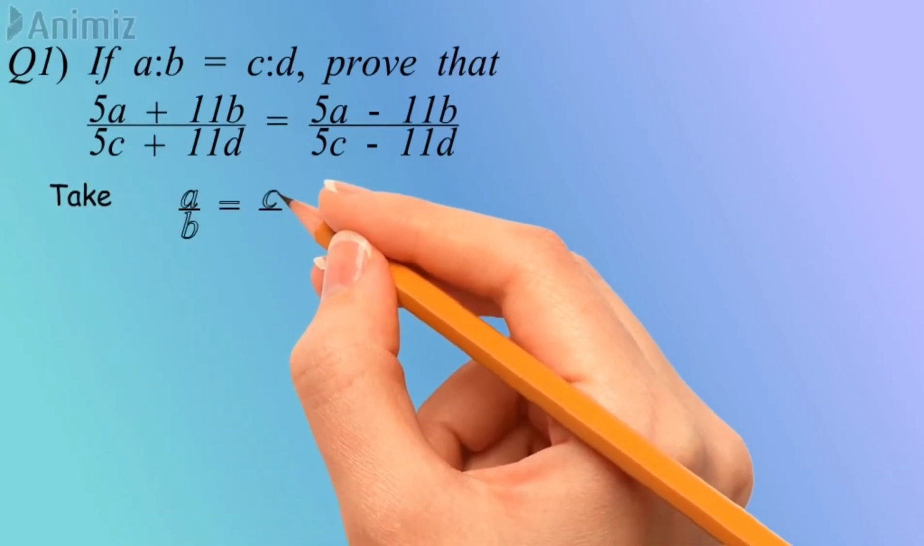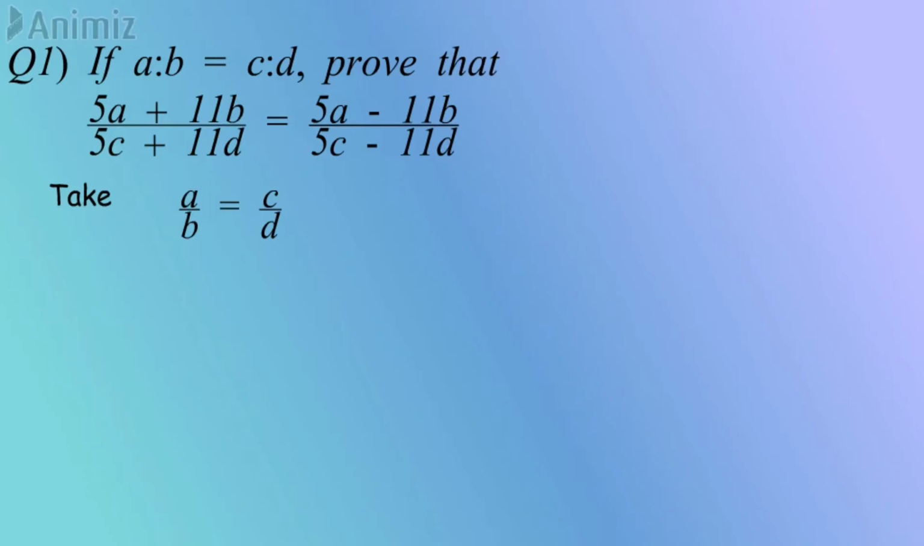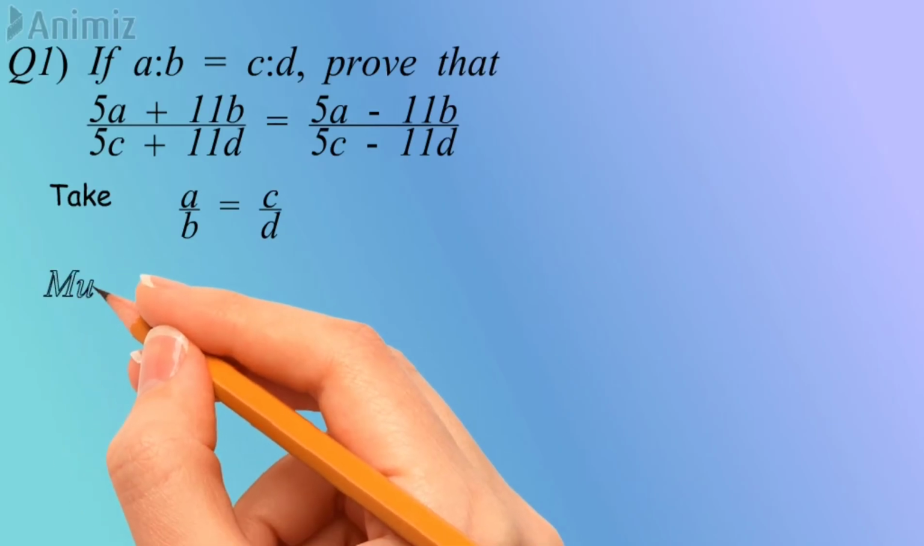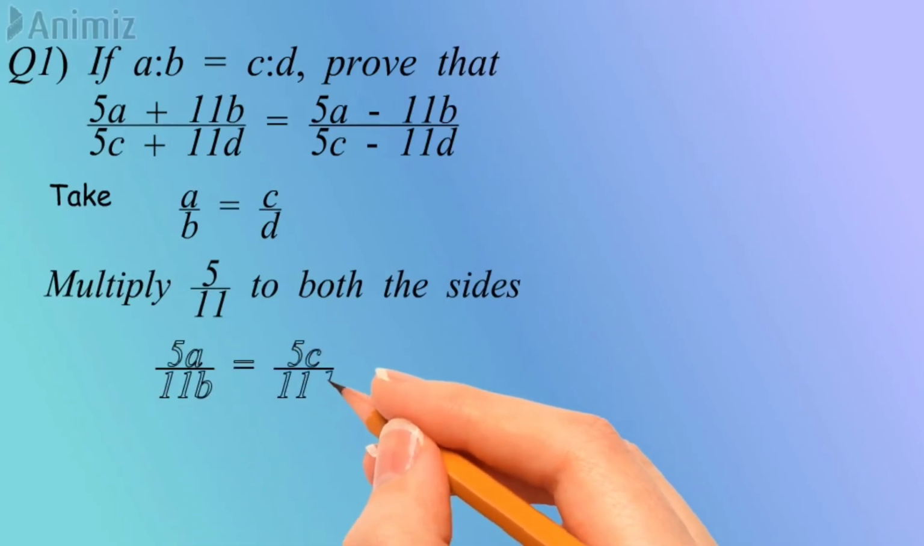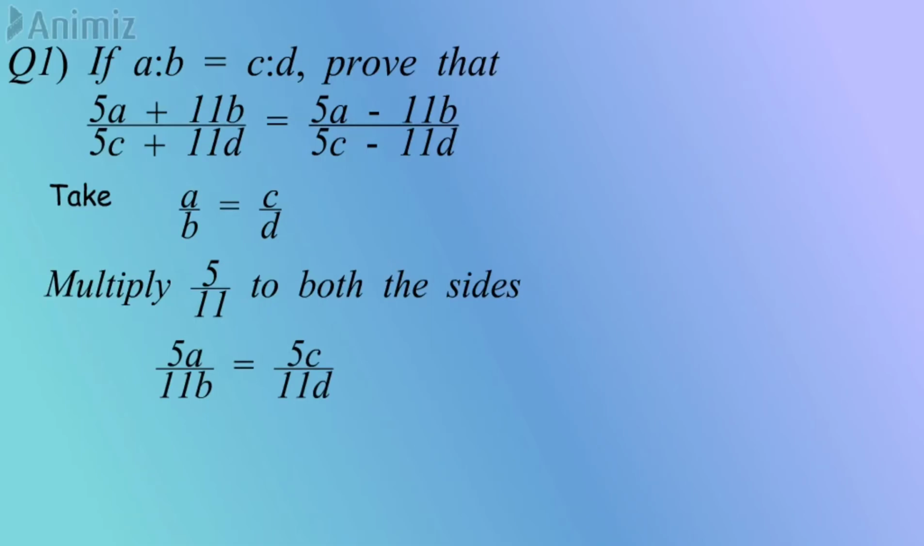Take A by B equal to C by D. Now coefficient of A and C is same, that is 5, and coefficient of B and D is same, 11. So you have to multiply numerator with 5 and denominator with 11. So multiply 5 by 11 to both the side. So when you multiply, you will get the required coefficient. So let's do this step. Multiply 5 by 11 to both the side. You will get 5A upon 11B. And 5C upon 11D.